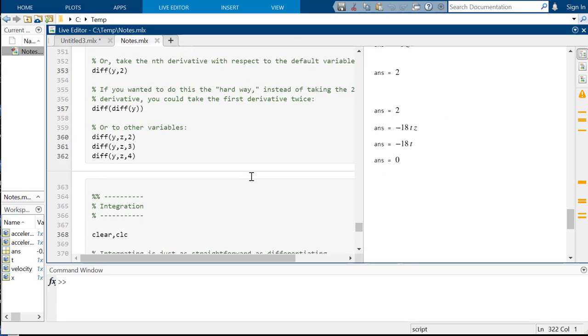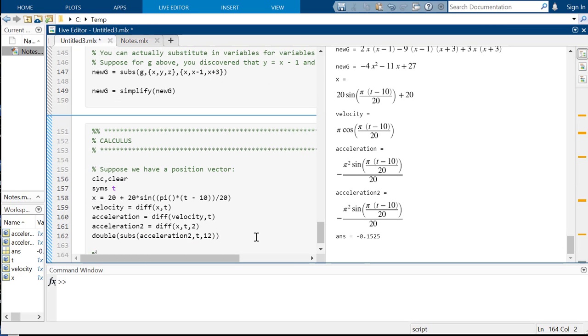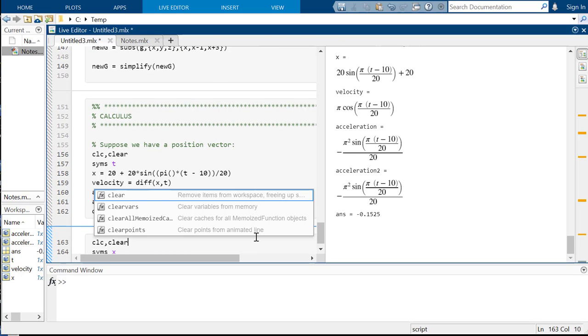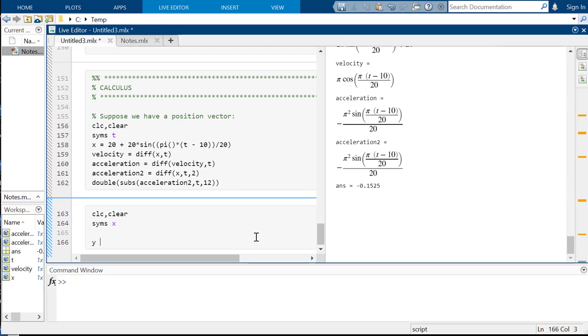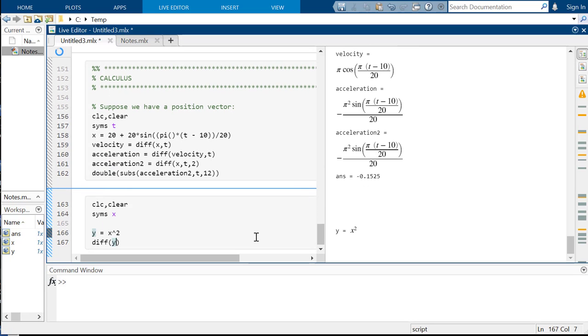So differentiation, like it says here, you can differentiate with respect to other variables. It will automatically differentiate with respect to x. So if I say, since x, let me do a new section here, so sails are clear. And if I've got y is equal to, can't spell at all, x squared, and I differentiate y, it's automatically going to differentiate with respect to x, even if I have other variables in there.